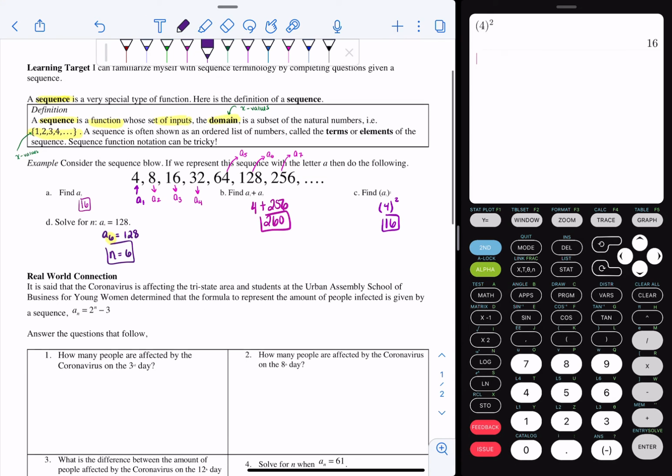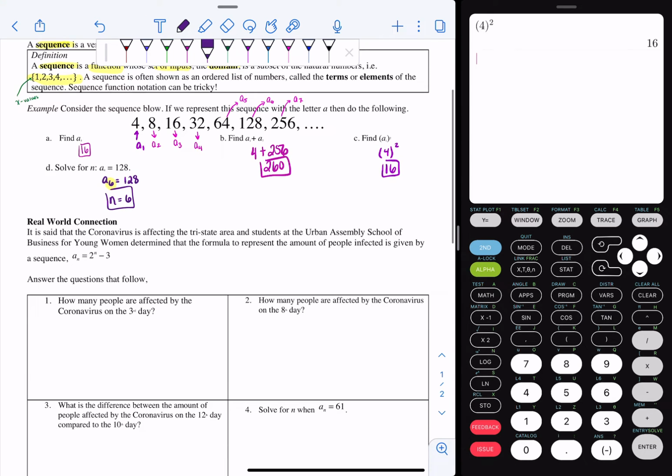Real-world connection. It is said that the coronavirus is affecting the tri-state area, and students of the Urban Assembly School of Business Affairs and Women determined that the formula to represent the amount of people infected is given by a sequence. a sub n is equal to 2 to the n minus 3. Answer the questions that follow.